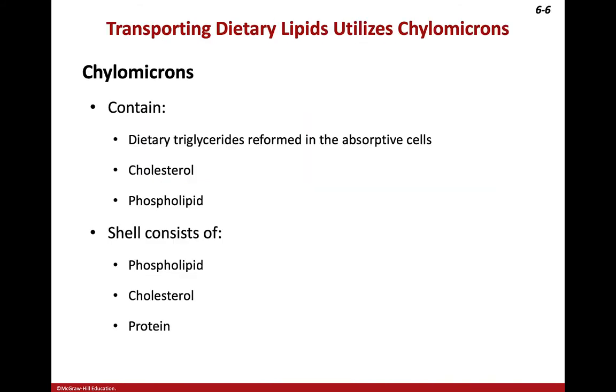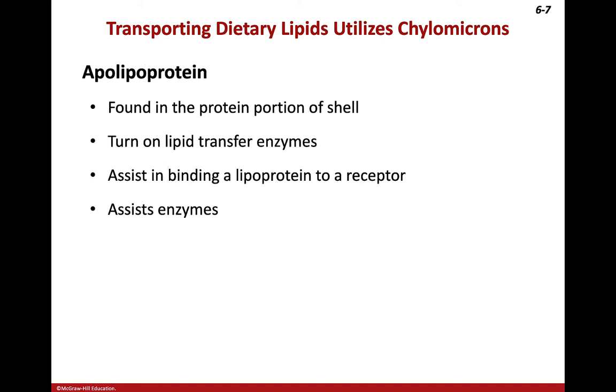Now, when we look at chylomicrons, as I indicated before, dietary triglycerides are reformed in the absorptive cells of the small intestine. So here we're going to see cholesterol and phospholipids, but mostly triglycerides, and the shell consists of phospholipid, cholesterol, and protein. Now, apolipoproteins are found in the protein portion of the shell, and they are responsible for turning on lipid transfer enzymes. They also assist in binding a lipoprotein to a particular receptor, and also assist enzymes.